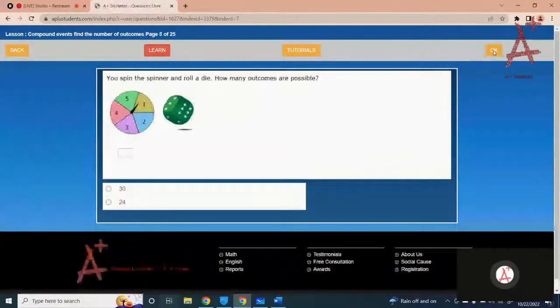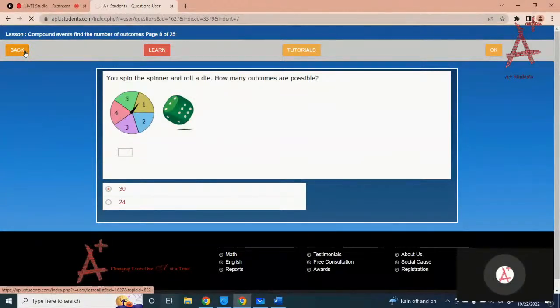You spin the spinner and roll a die. How many outcomes are possible? So on the spinner you have 5 outcomes and on the die you have 6. So 5 times 6 makes 30. That means you have a total of 30 outcomes. Got it? Okay, so you can complete the test by yourself later today.